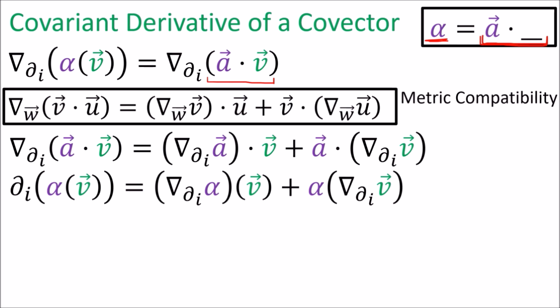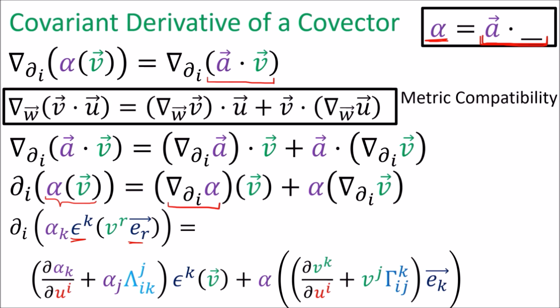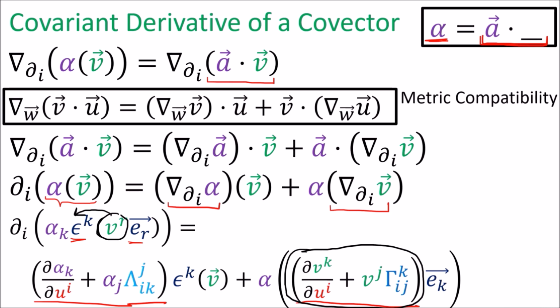Next, we're going to expand everything. So we can expand the covector alpha with the epsilon basis and expand the vector v with the e basis. And we can expand this covariant derivative of the covector alpha using the formula we derived on the previous slide. And we can expand the covariant derivative of the vector v using our normal well-known formula. So now I'm going to take the v^r components outside, since covectors are linear, and we can scale either the inputs or the outputs. And I'm going to take this term outside the covector as well.